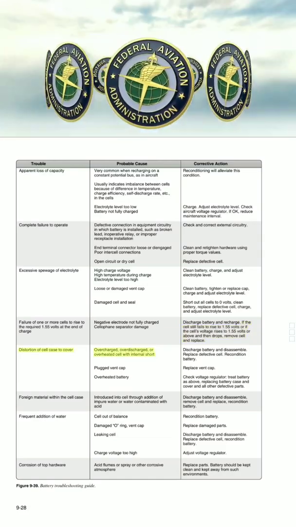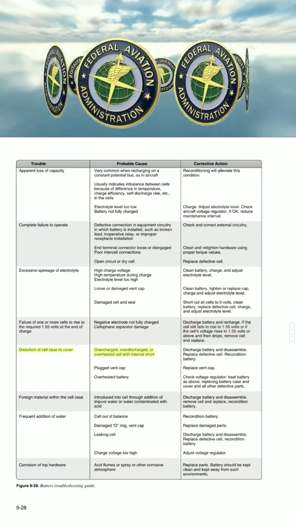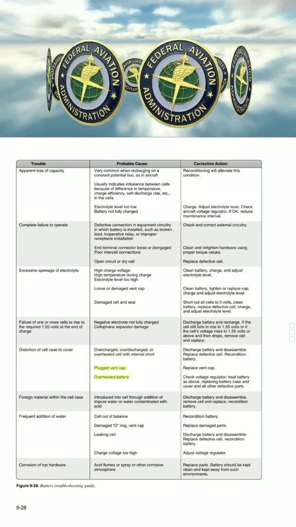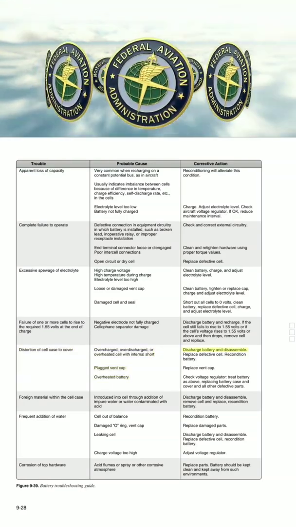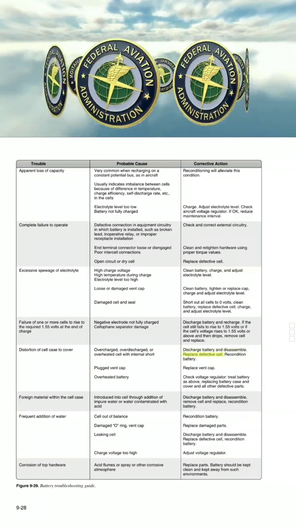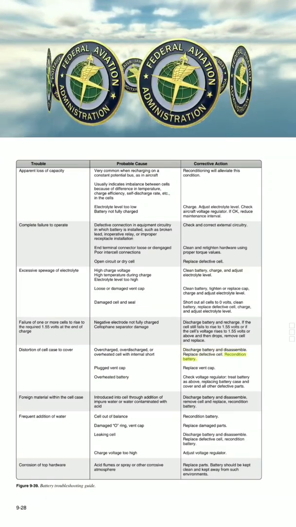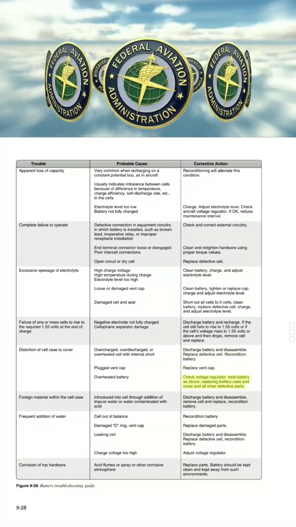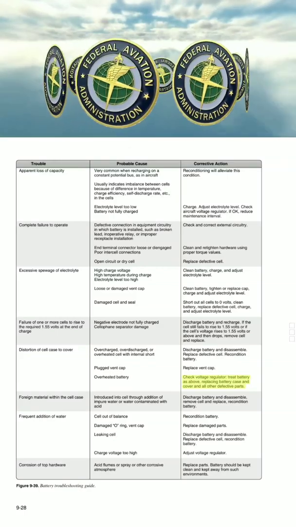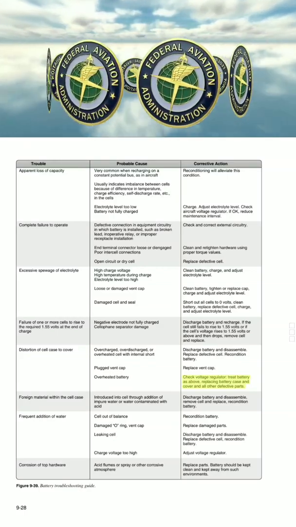Distortion of cell case or cover: overcharged, over-discharged, or overheated cell with internal short; plugged vent cap, overheated battery. Discharge battery and disassemble. Replace defective cell. Recondition battery. Replace vent cap. Check voltage regulator. Treat battery as above, replacing battery case and cover and all other defective parts.